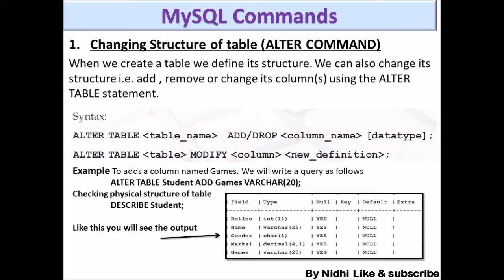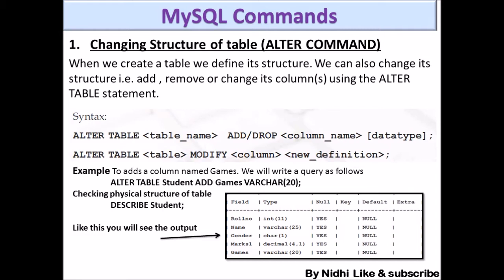The second syntax given here is alter table and then the table name. If you want to change the data type of a column, then you have to use the modify command. So you will write modify, then the column name, and the new definition. For example, when you added a column you gave a data type like integer, and now you want to change the data type to decimal. So in the new definition, you have to give the new data type. Let's understand it with an example.